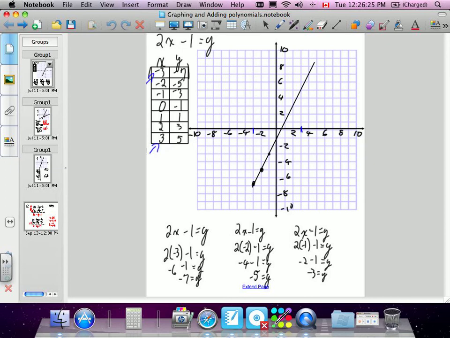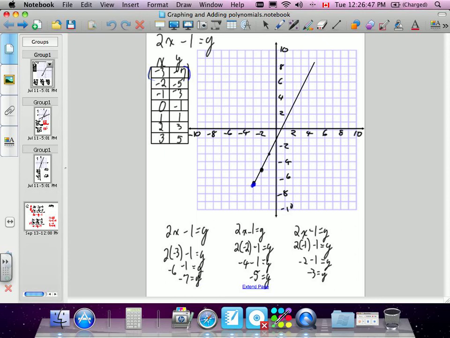We took our first number, negative 3 for x, and we plugged it into the equation. We replaced our x with negative 3, and then we solved for our y. We discovered that y was negative 7, and our first coordinate was negative 3 and negative 7. So we plotted that point down here.